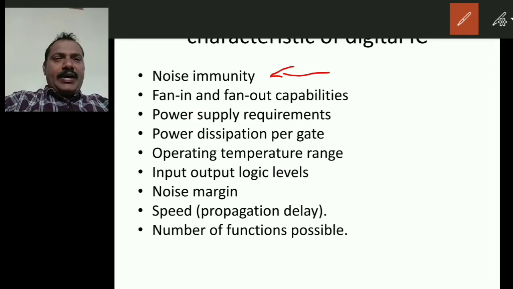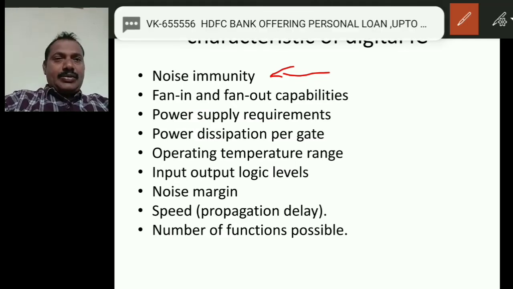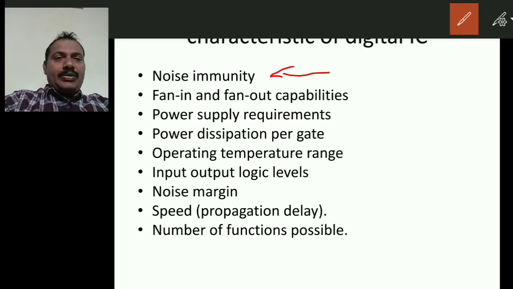And fan in, fan out capabilities. How many inputs are acceptable to that IC, and how many other circuits one output of that IC can drive. That is the fan out. Fan out means how many other devices can be driven by that particular output of that IC. So that is the fan in, fan out capabilities.